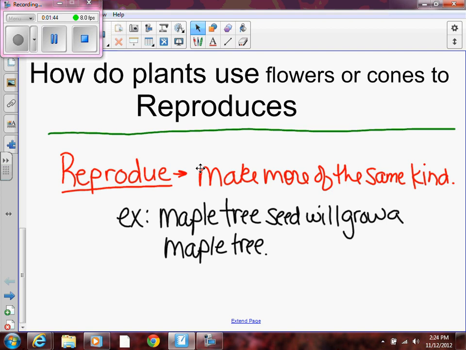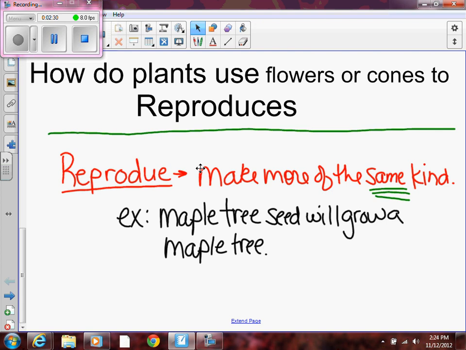Would you expect, ladies and gentlemen, on a tomato plant to find an orange? Absolutely not. Because a plant, when it reproduces, this is very important, makes more of the same kind. So a maple tree is not going to make an oak tree, and an oak tree is not going to have tomatoes growing. Do you see? That's kind of silly. But that's what it means. To reproduce means that you make more of the same kind, not a different kind. So an oak tree is going to make an oak tree.